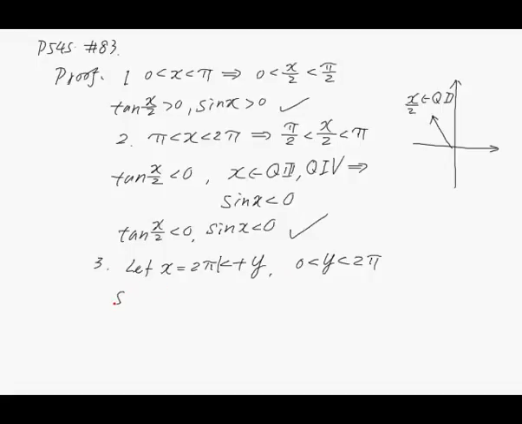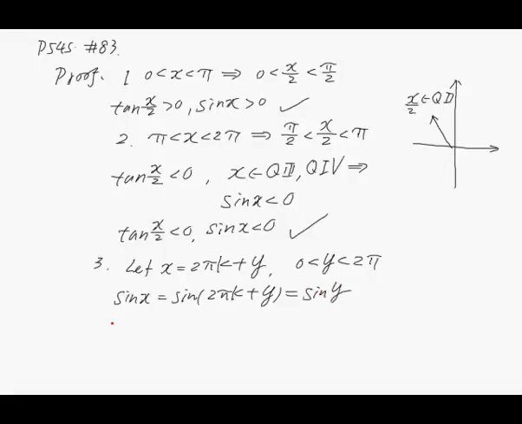In this case, sine x, and we know for sine, its period is equal to 2π, right? So when we throw away this 2kπ, first let's get sine of 2kπ plus y. Since 2π is the period of the sine function, this is equal to sine y.